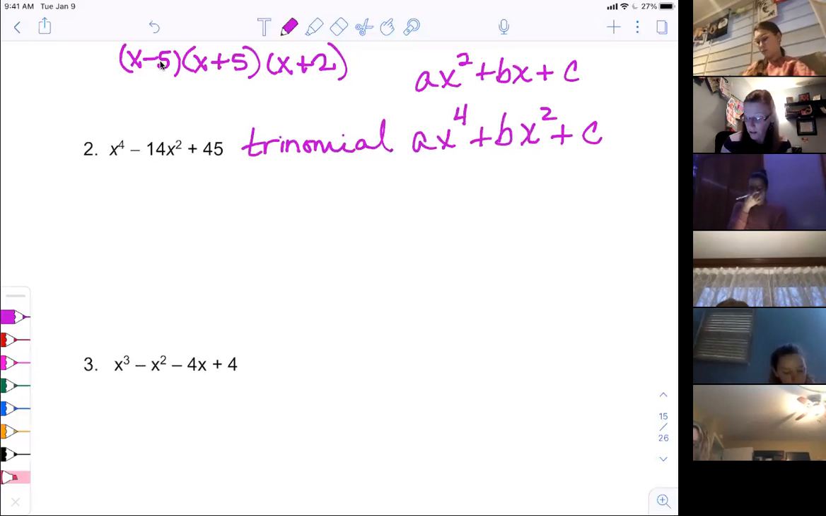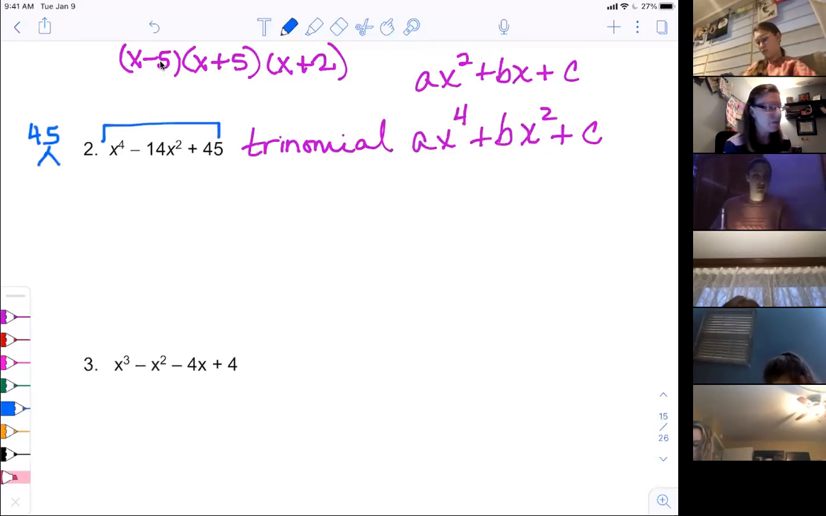So we're going to try and factor it by taking a times c because it's a trinomial. So anytime it's a trinomial, we can try and factor it using a times c. So Malachi, a times c is 45. Can you give me two numbers that multiply together to be 45? 9 and 5. Yeah, and what are both of them going to have to be if it's negative 14? Negative. Yeah, negative, of course.